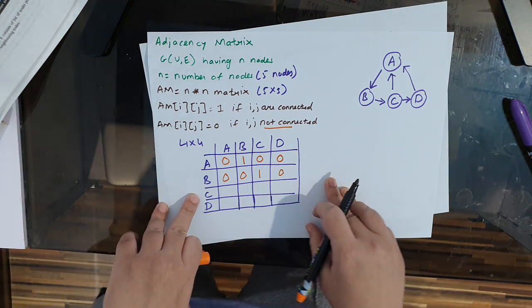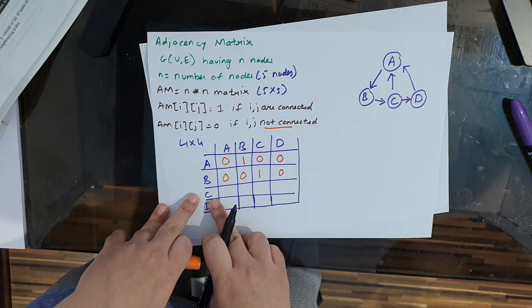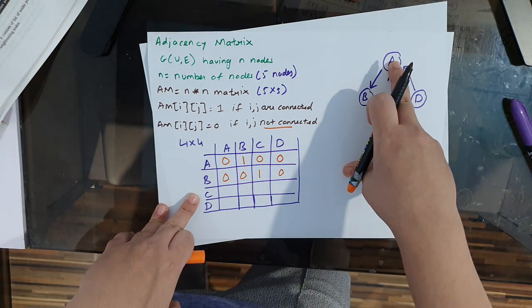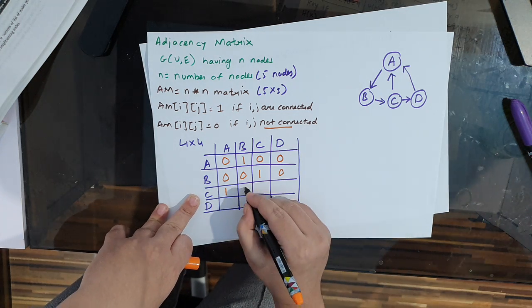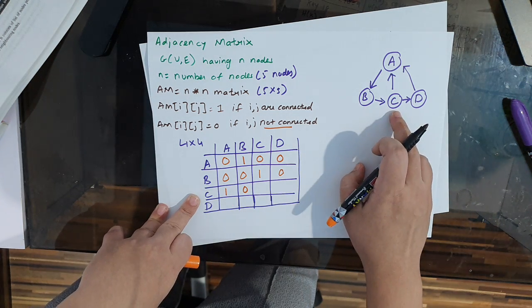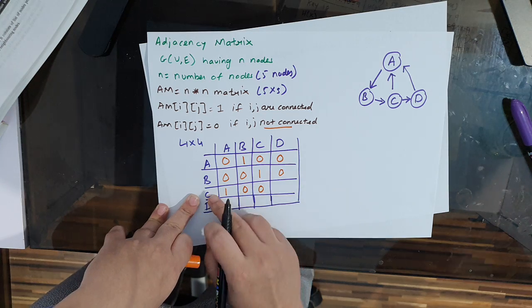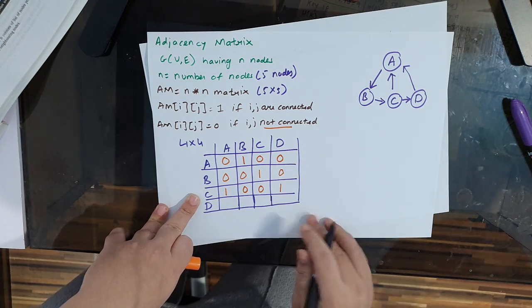Then we'll go to C. So from C, do we have C to A connection? C to A connection, yes we have, so 1. C to B, no, 0. C to C, 0. C to D, 1.